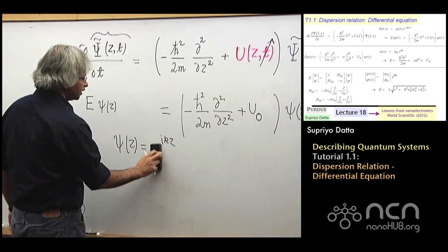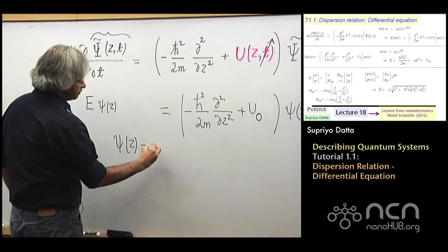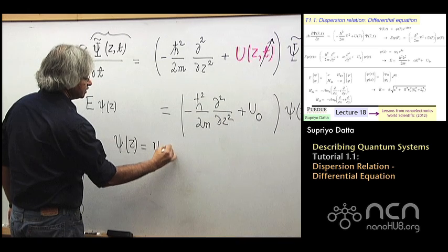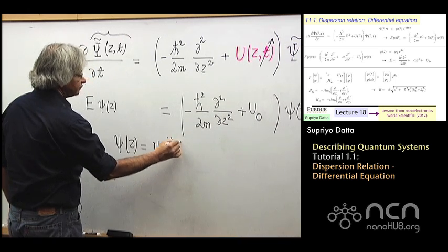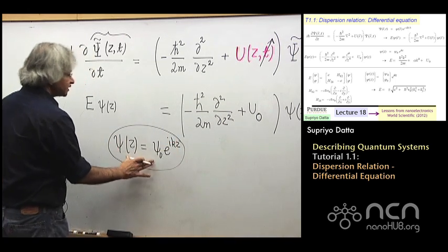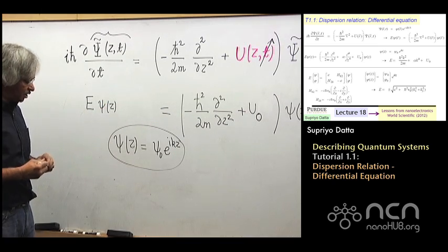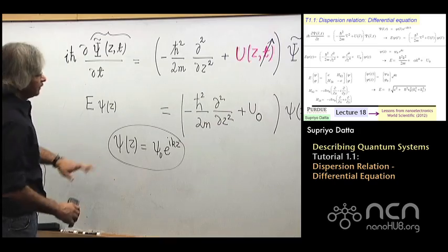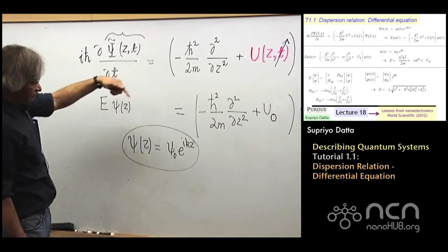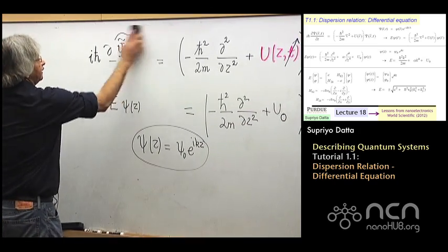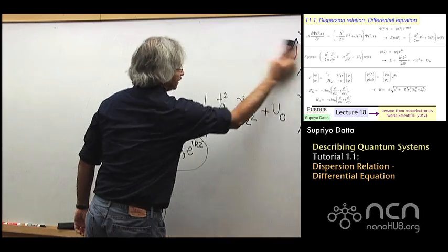So you could write psi of z in the form of any constant times e to the power ikz. And if you take this solution and substitute it in here, you'd get what you call the dispersion relation for this differential equation. And this we did in the regular lecture.